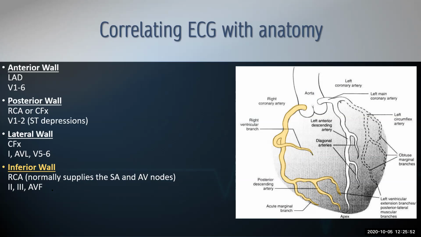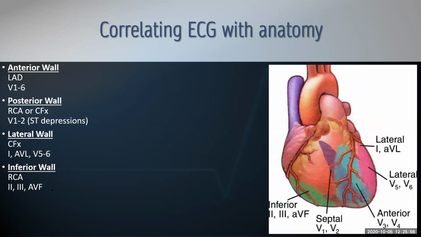And we know that 2, 3, and aVF, for the most part, are going to be our inferior wall anatomy. So if we were to correlate this with the anatomy, you can see again, the lateral leads will be 1 and aVL. That's called the high lateral. The low lateral is considered V5 and 6. So if you think there's lateral involvement in general, then you'd expect to see some kind of pathology in 1 and aVL as well as V5 through 6, whether it's ST elevation in V5 and 6 with depressions in 1 and aVL and vice versa.